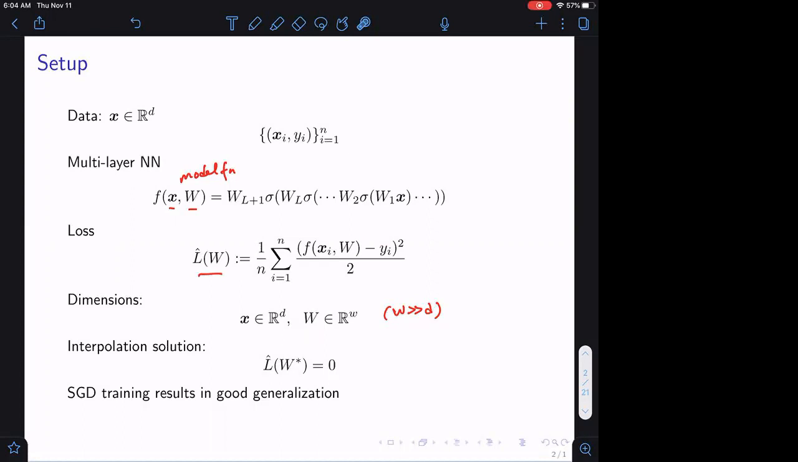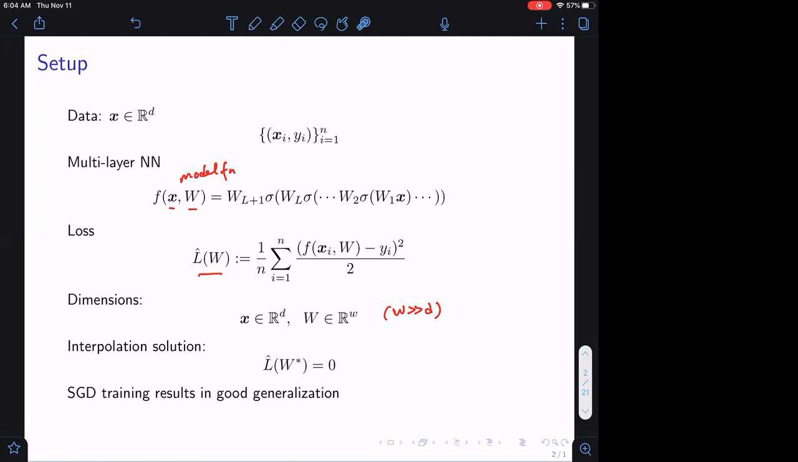Now we assume that we are in the so-called over-parameterization regime, meaning that we have more parameters than data, so that the neural network can fit the data perfectly. Obviously this is an assumption, but it has been corroborated by numerical evidence from various kinds of experiments, showing that there exist solutions like W star such that my training loss is 0. So we're working in the over-parameterization regime.